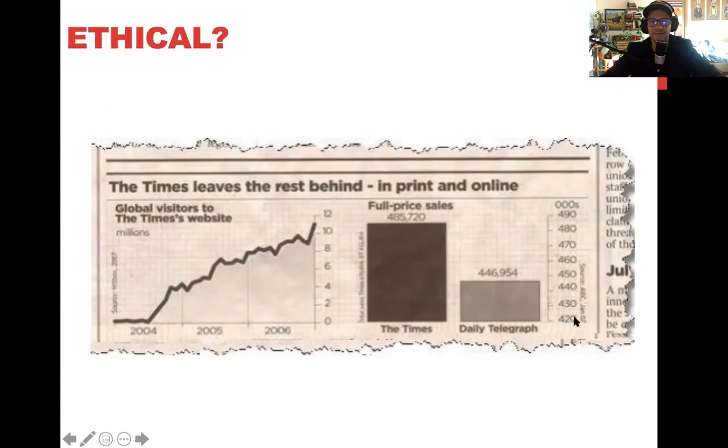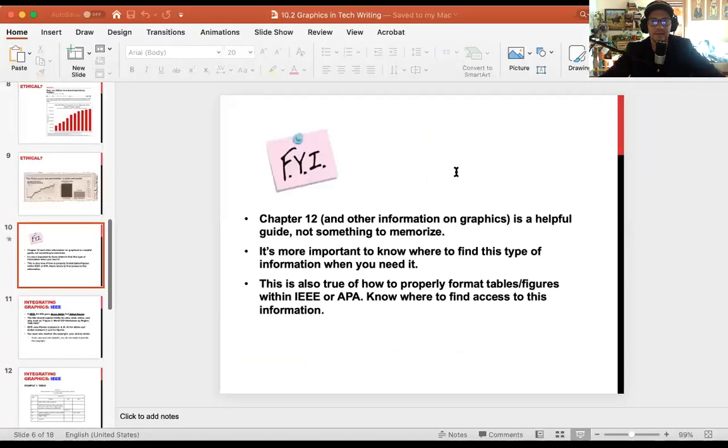Over here, we have the exact same problem, right? Telegraph, they sold this many sales. They had this many sales, full price sales. 446, they had 485. We didn't start at 0. And so actually the Telegraph and the Times are very close. Only 40,000 difference, right? So it's another problem of not starting at 0. Let's look at a couple more examples that are more modern, okay?